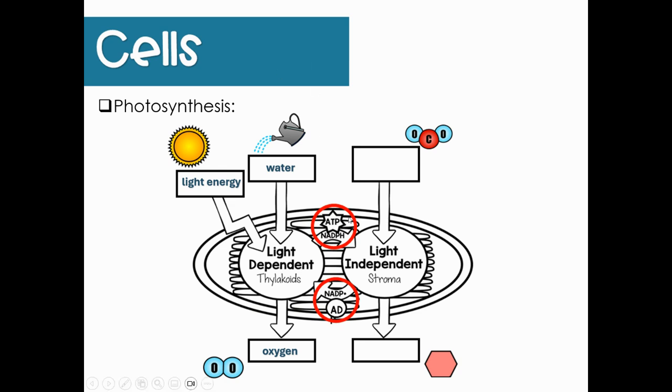And then we have some energy that's generated, you see here, that's going to power the next step of photosynthesis, which is the light-independent reactions. These reactions are going to happen in the stroma. And this is where we're going to take carbon dioxide, and then we're going to generate glucose.